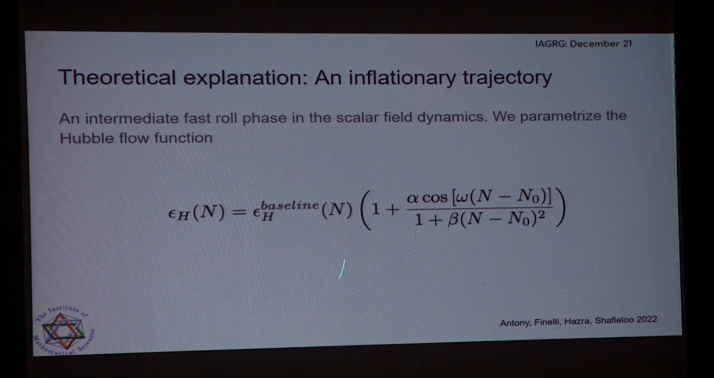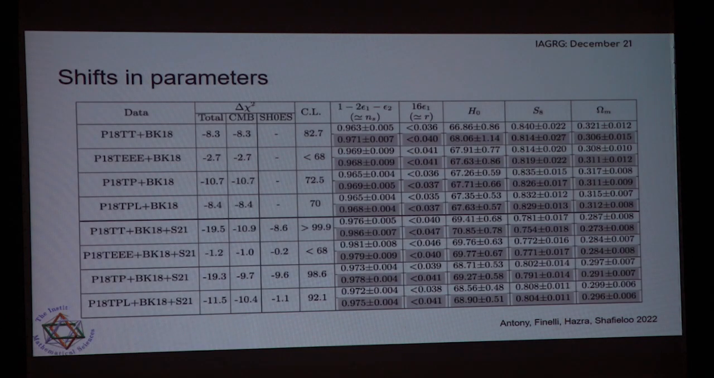The answer is yes. We try the Hubble flow functions. So, let us say this is the Hubble flow function that gives us a nearly scale invariant power spectrum given by 2 parameters, amplitude and tilt. Then we modify this flow function with this kind of modification, a cosine and then a decaying factor.